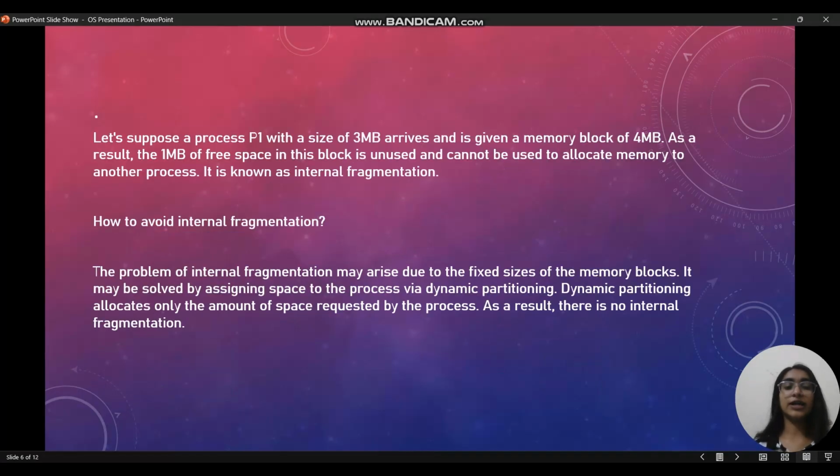Let's see how to avoid internal fragmentation. The problem of internal fragmentation may arise due to the fixed sizes of the memory blocks. It may be solved by assigning space to the process via dynamic partitioning. Dynamic partitioning allocates only the amount of space requested by the process. As a result, there is no internal fragmentation.